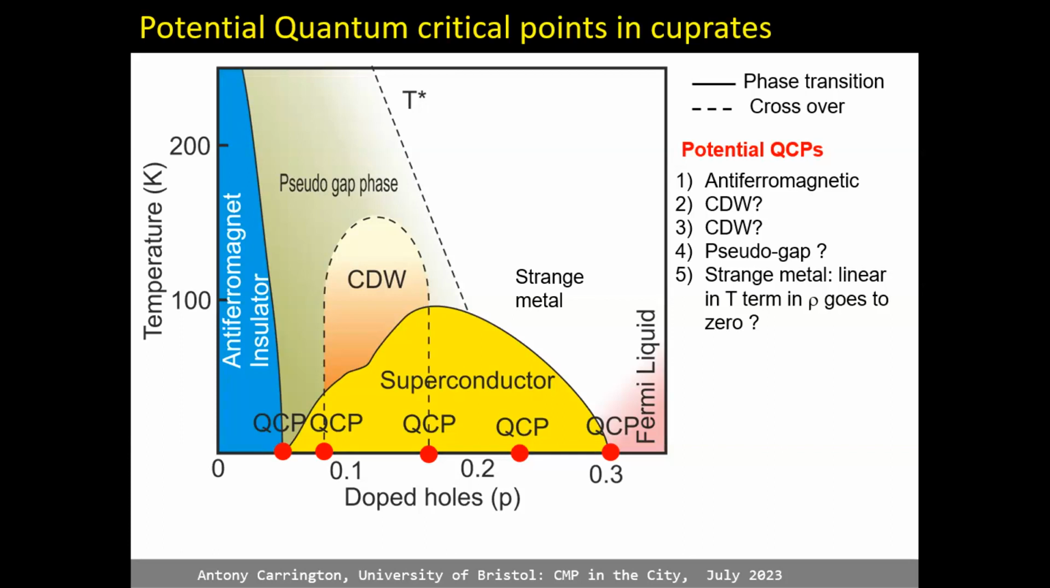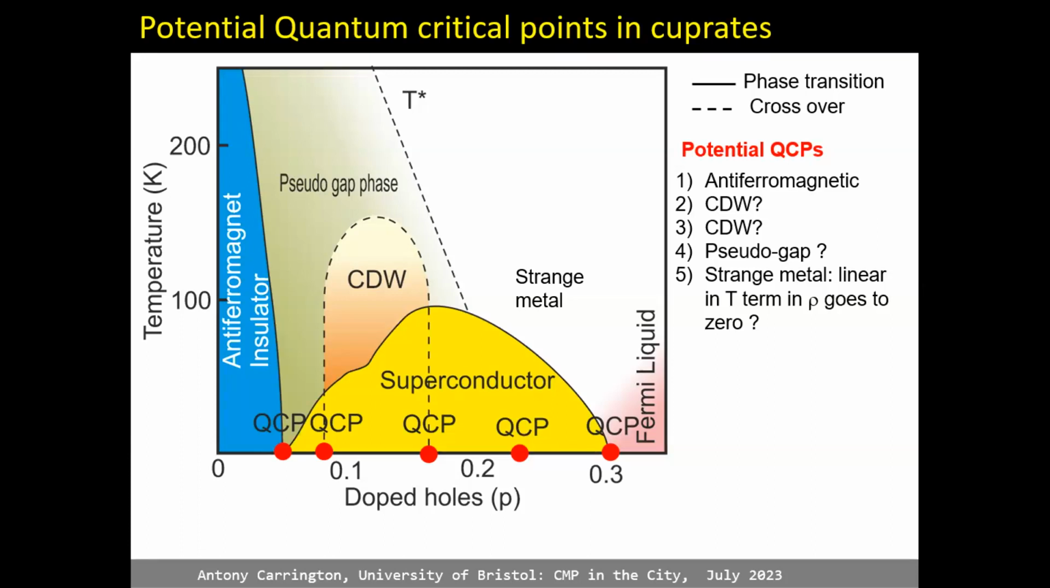There's also a possible quantum critical point at the end of the pseudogap phase, which is traditionally around 0.19. I think that has slightly changed. And then there's another one here, which would mark the end of the strange metal regime. I'll explain about that in a minute. So the point is, do any of these things have anything to do with high temperature superconductivity?